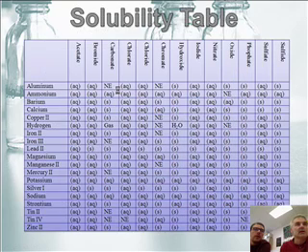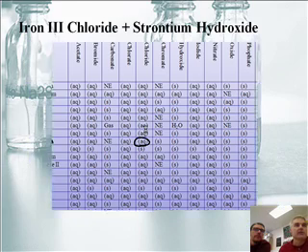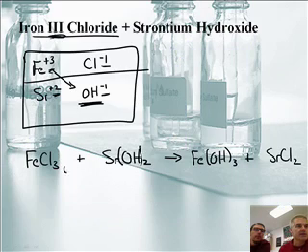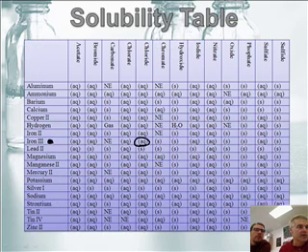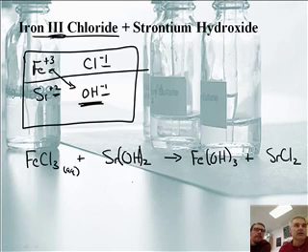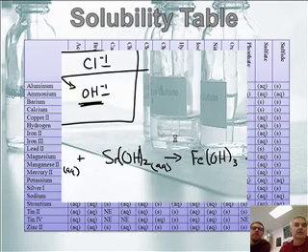So we have iron 3, and here's iron 3 chloride. Chloride is over here, aqueous. So iron 3 chloride is aq. Strontium hydroxide: strontium is down here. Hydroxide, aqueous. Is that right? Yep, I got the right box. So we got 2 aqueous, so we have the potential for a reaction. Let's see if we can make a reaction.